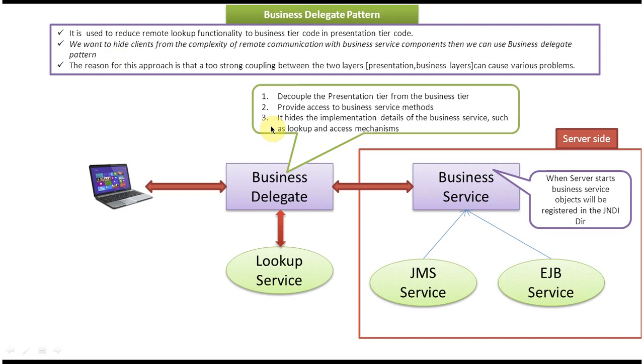Suppose the client wants to access or communicate with a business service object. Suppose the client wants to call one method in the JMS service. What the client does is send a request to the business delegate saying to call the JMS service method. The business delegate will use the lookup service. The lookup service will have code like a JNDI lookup. Using the JNDI lookup, it will find the JMS business service object, and once it gets this object, the business delegate can access methods in the business service object. So like that it will work.